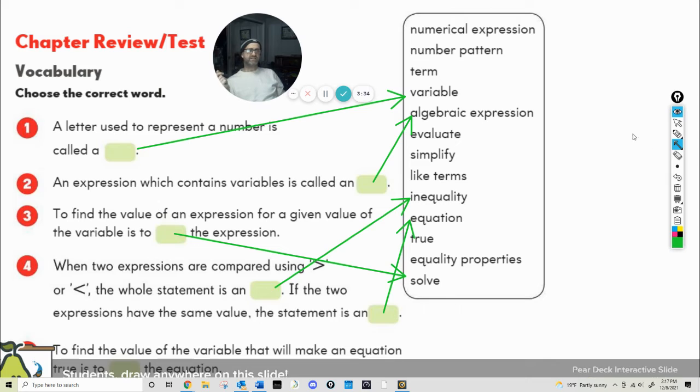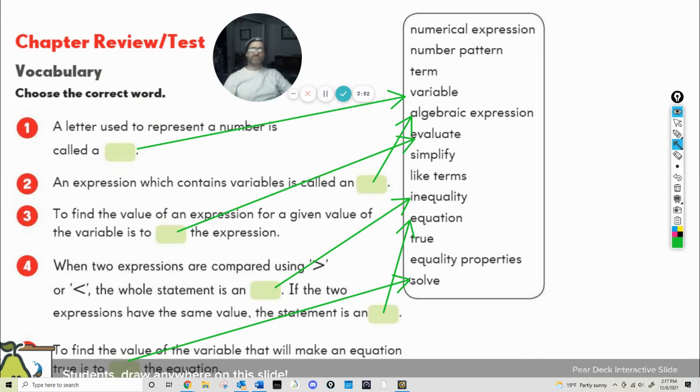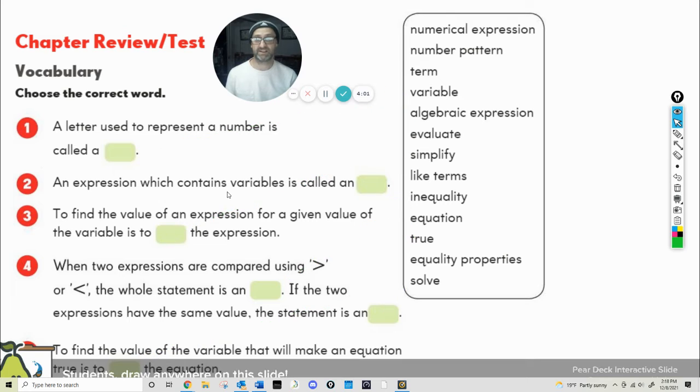I lied on number 3. To find the value of an expression for a given value of the variable is to evaluate the expression. And to find the value of a variable that will make an equation true is to solve the equation. I know, I'm shattering your visions of me as the perfect human, but believe it or not, I do make mistakes once in a while. All right, moving on to the next slide.